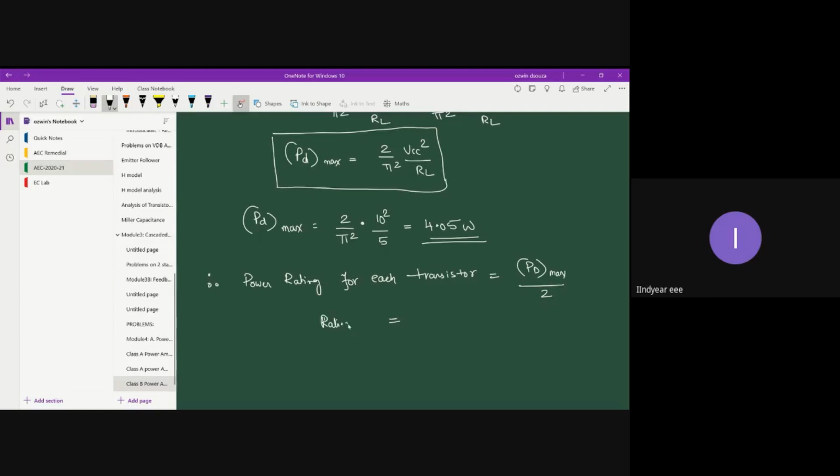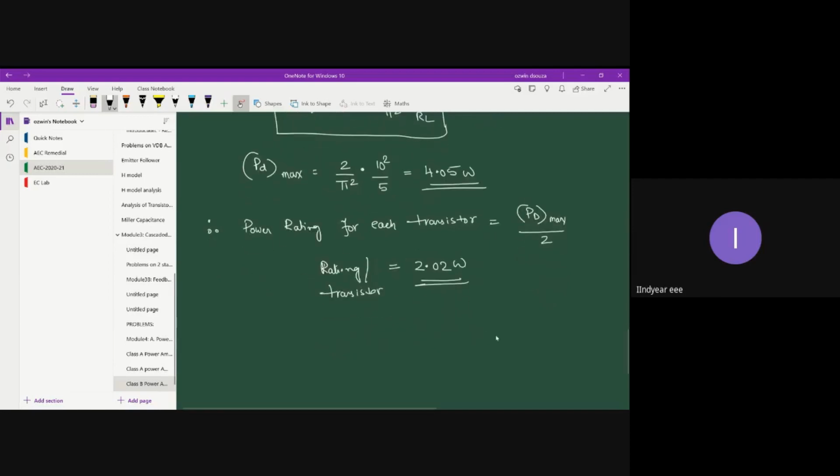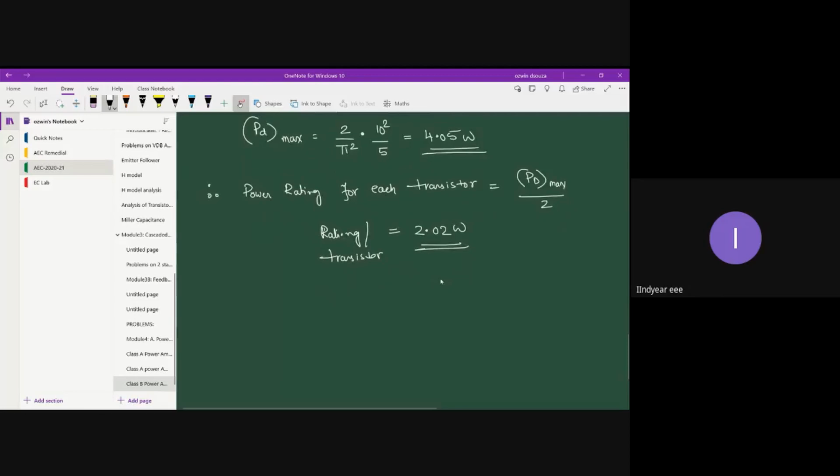So let me just write in short, rating per transistor. Okay, that's 2.02 watts. That means to say whatever transistor you are taking, that transistor should be able to withstand a power of 2.02 watt. So if you were to assume a circuit designer's role, then you must ensure that your transistor rating is above this. Okay, so plus a 10% buffer you may have to take, to safeguard the transistor.